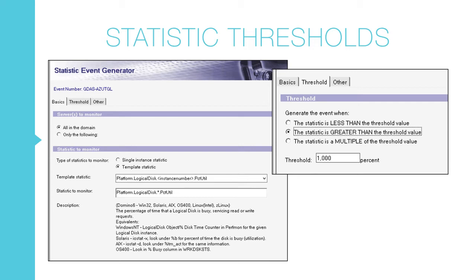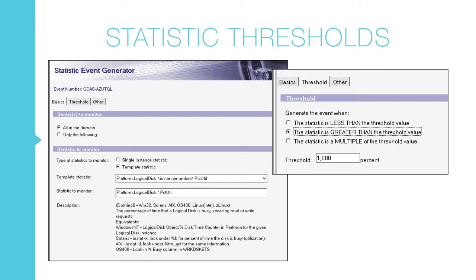Domino cares about this activity, it cares about I/O. So if we've got a busy disk, then that's affecting our performance. So I might generate a statistic, and then on the threshold tab, it says generate the event, and the event is how far we're moving from the threshold value.